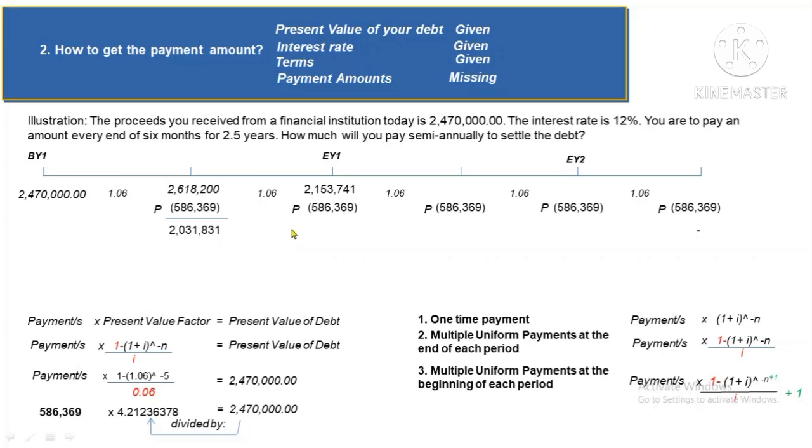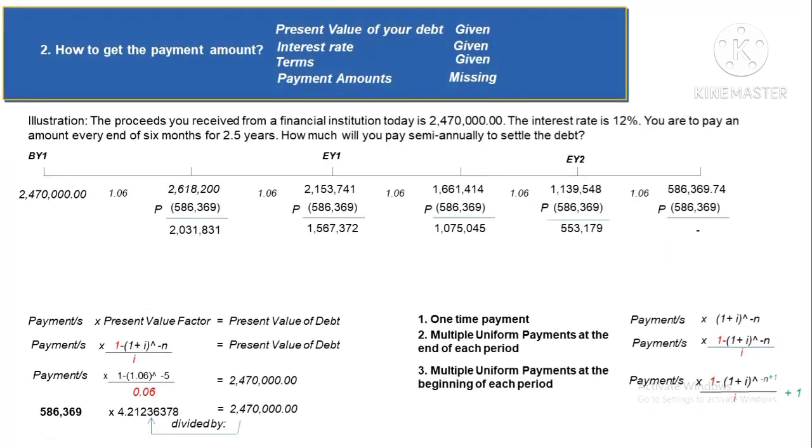2,153,741 minus 586,369, we have 1,567,372 times 1.06 minus the third payment, then we have 1,075,045 pesos times 1.06, we have 1,139,548 minus 586,369, then we have 553,179, and lastly we have 553,179 times 1.06 equals 586,369.74 minus 586,369. Supposedly there's an answer here of 0.74. However, the difference of 0.74 is just due to rounding of factors. So we have proven already that 586,369 is the right answer.